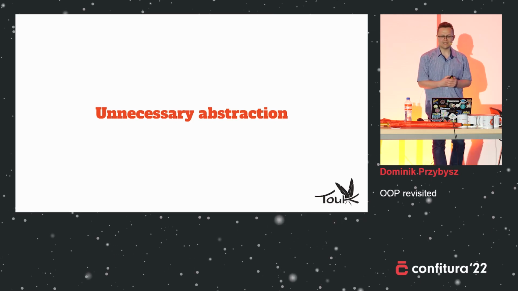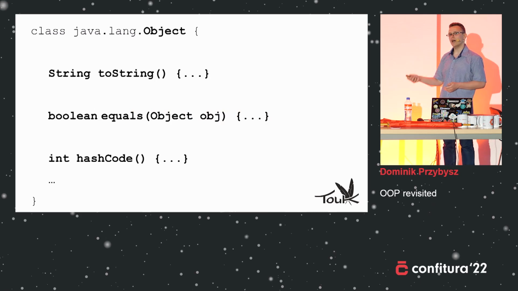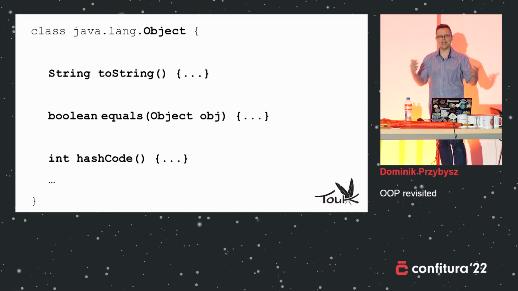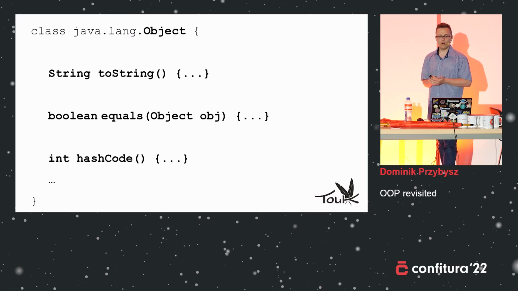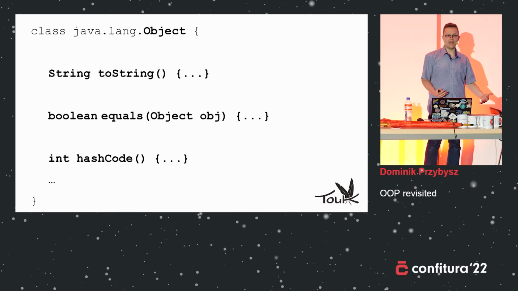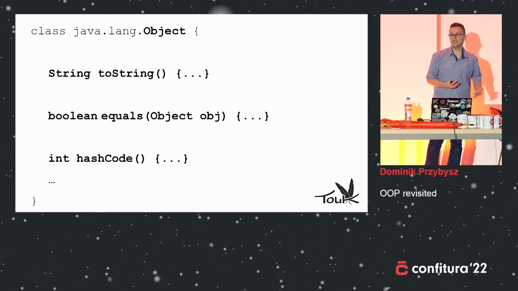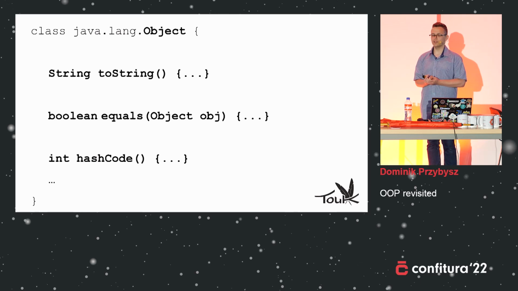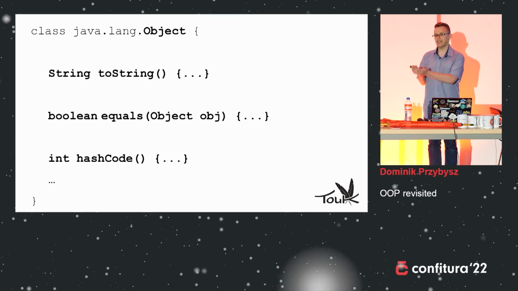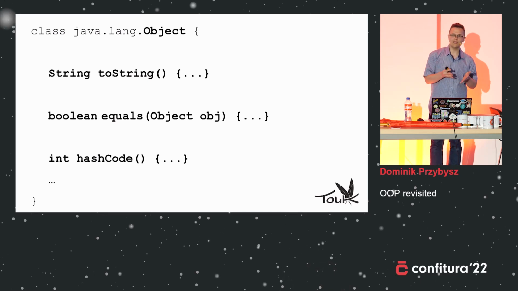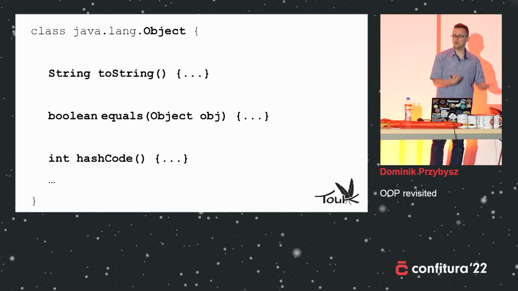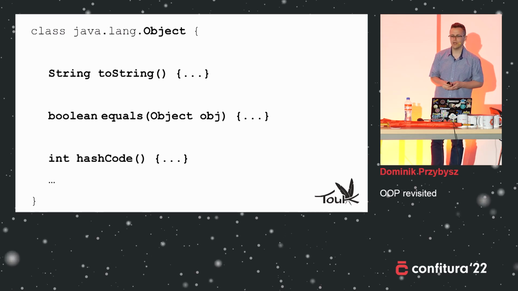An example of such unnecessary abstraction you can find even in the class which is the root of all the classes that you have in Java. You have the Object class, which has the methods toString, equals, and hashCode. And every Java developer knows that before using these methods in your code, you probably have to override them in your classes, because the built-in implementation is just wrong. It's just not useful for most of the software that we are creating.